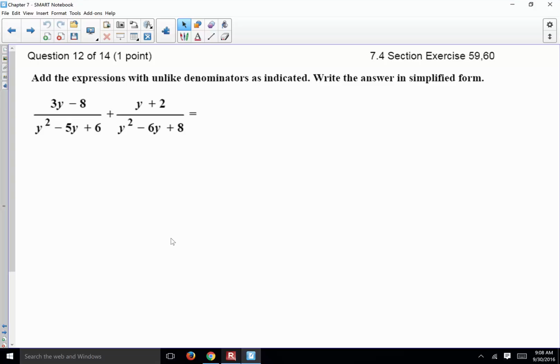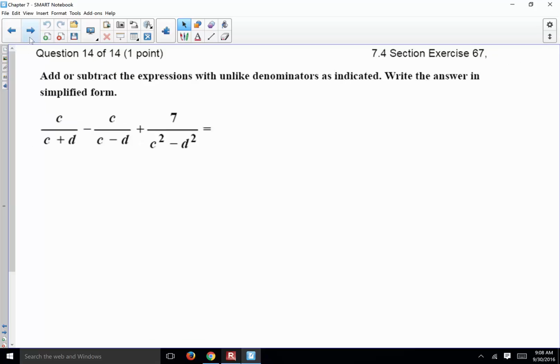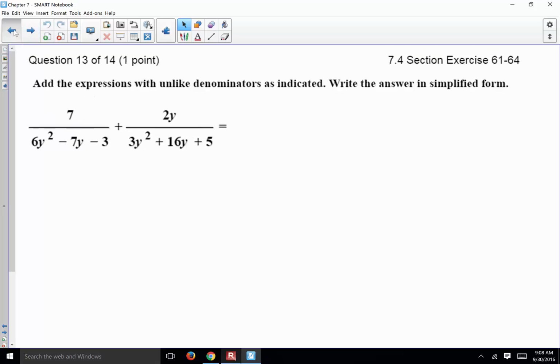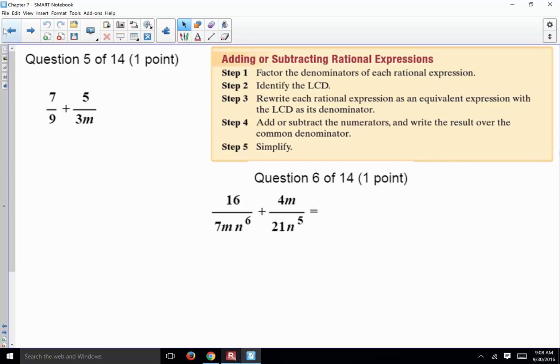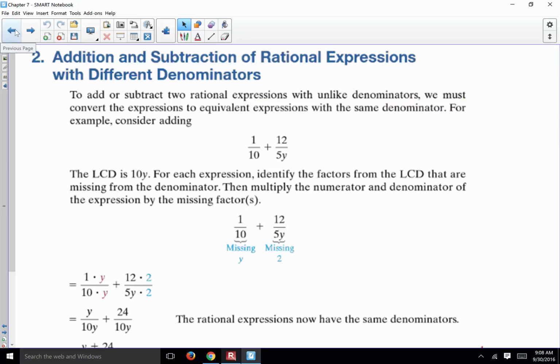Alright, we're continuing adding, subtracting rational expressions with unlike denominators. Denominators are not common, different. We're gonna match them, add them. We're left with the most difficult questions though. 12, 13, 14, the most challenging ones. If you get them correct, you are done. You're a master of addition of rational expressions.